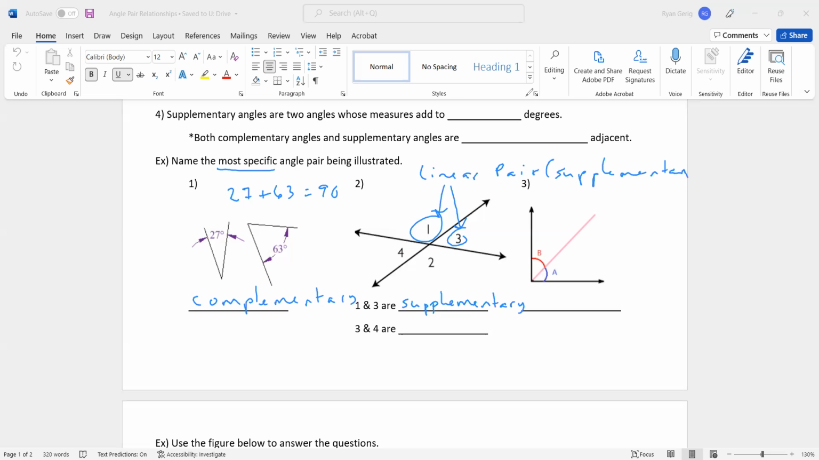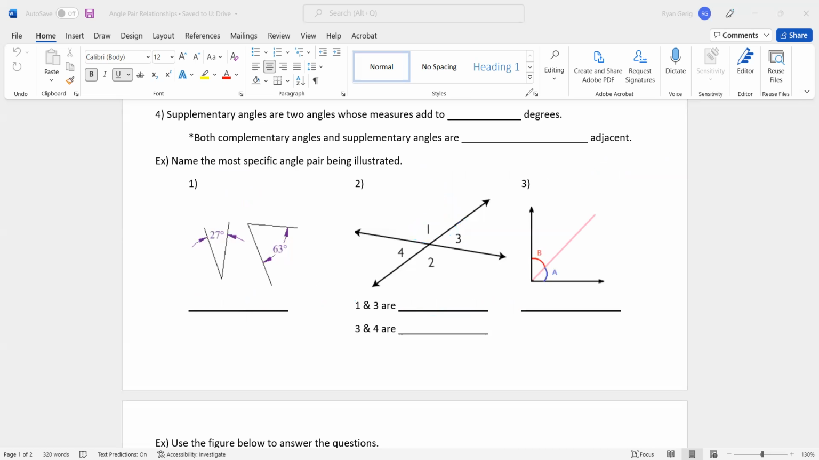Okay. All right, let me go ahead and clear that. It's getting a little messy. Okay. 3 and 4. Probably guess what these are. Those are across from each other, opposite each other. Those are vertical.